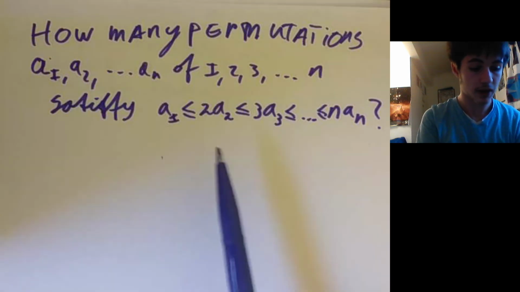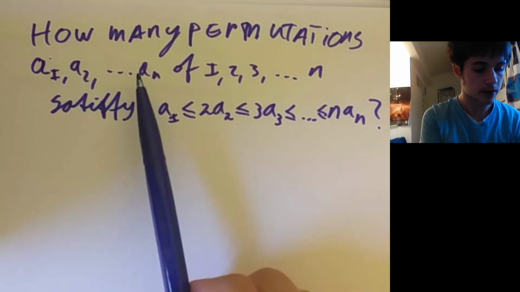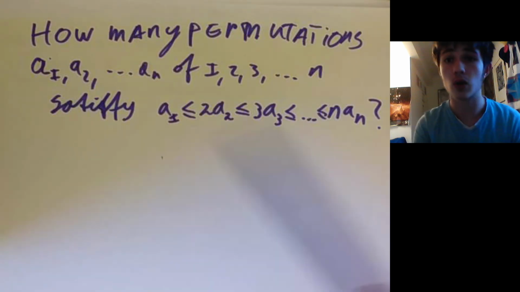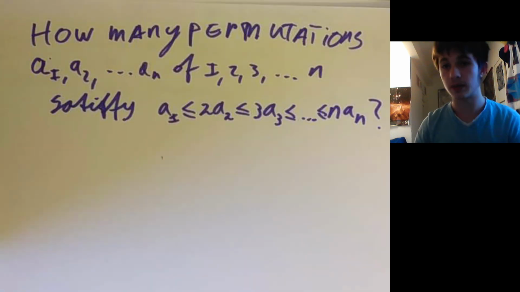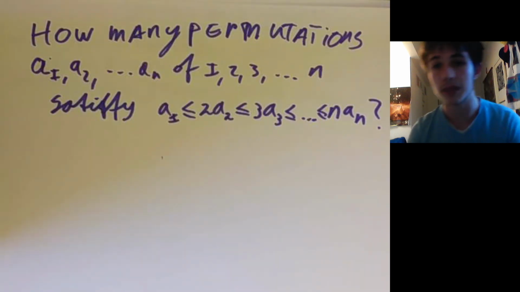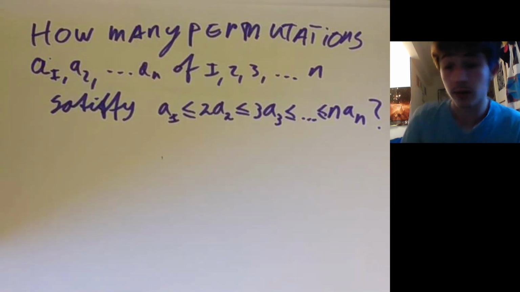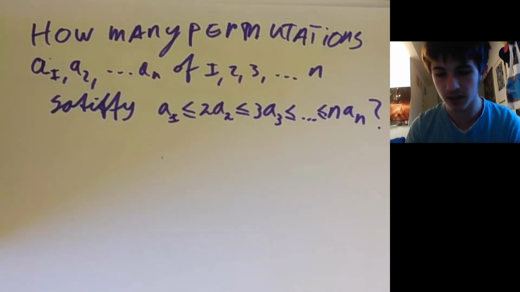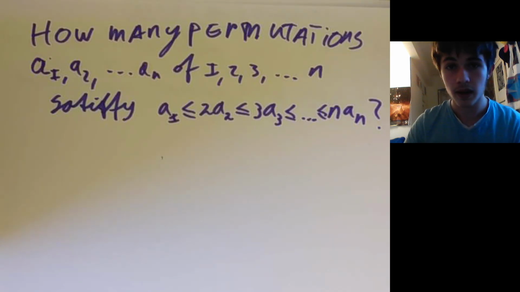But we multiply each element by its index. And of course, there's always going to be one permutation that does satisfy this, namely if you just let ai be i. But there will be some more. And we want to know for each n how many of these permutations exist.